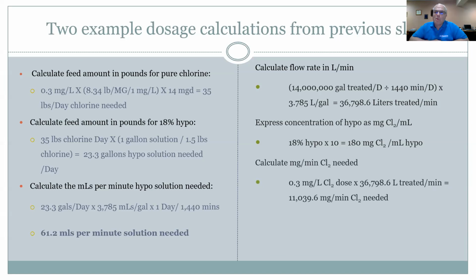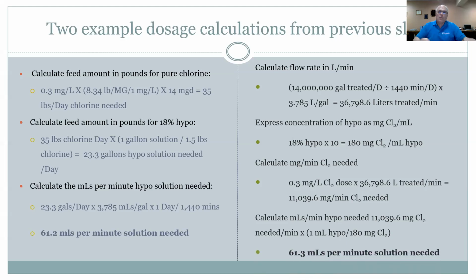I'm going to calculate the milligrams per minute of chlorine needed. Take the 0.3 milligrams per liter chlorine needed times the 36,798.6 liters treated per minute. I'm going to get 11,039.6 milligrams per minute of chlorine being needed. And when I work that through, I take the 11,039.6 milligrams of chlorine needed, and the fact that 1 milliliter will provide 180. So how many milliliters do I need? If each one I put in is 180, and I've got to get up to 11,039, I'm going to divide one by the other, come up with 61.3 milliliters per minute solution needed, which matches pretty well the 61.2 on the left-hand side.